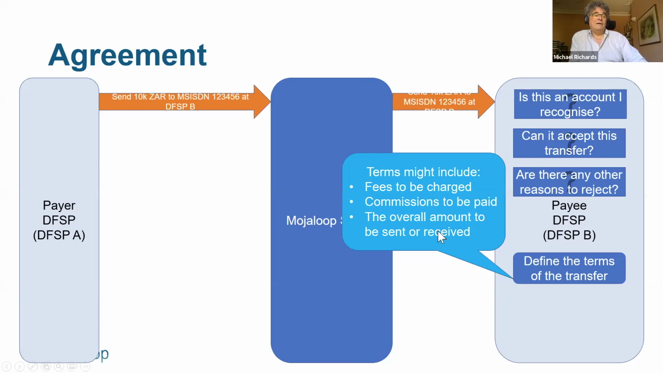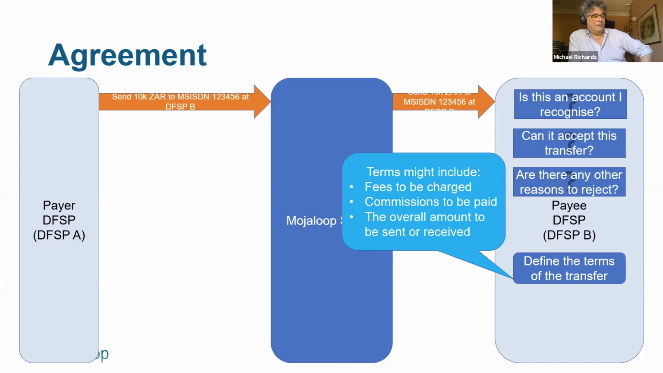Now, we provide support for per transfer fees and commissions. So it's possible for the payee to say, okay, well, I'm happy to accept this transfer, but I'm going to charge you 100 Rand to do that. Or it might say, I will accept this transfer and I will pay you a 200 Rand commission for that.